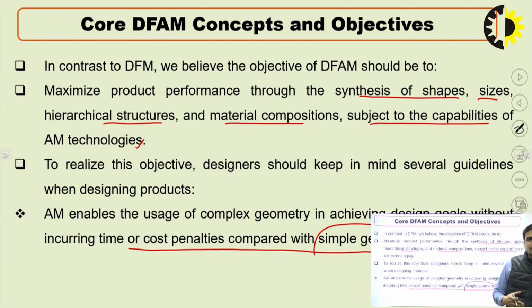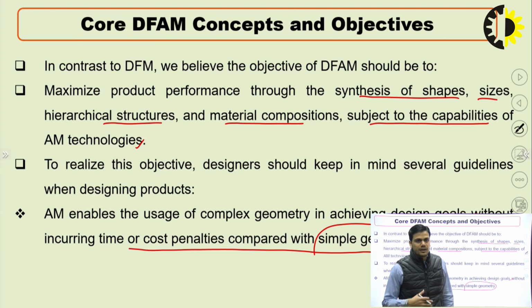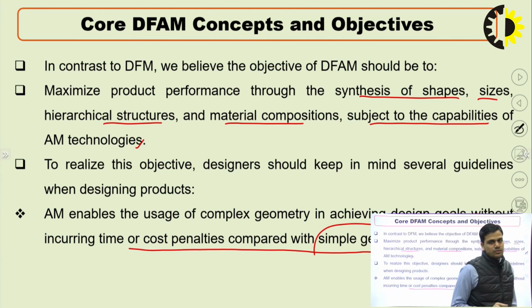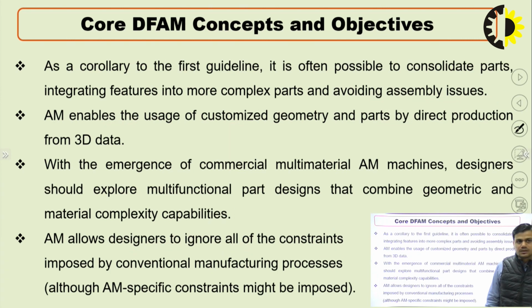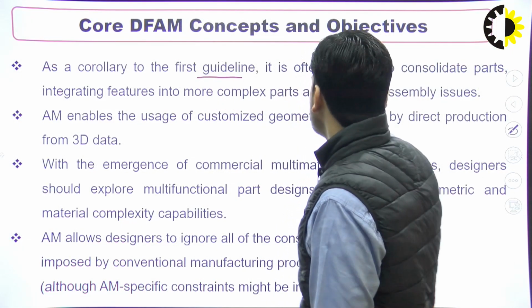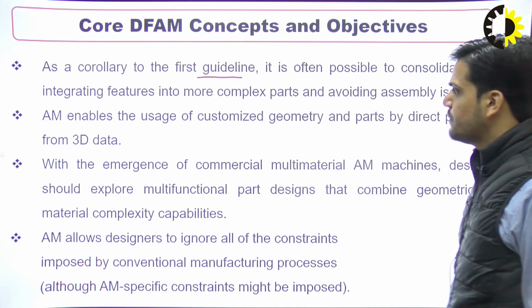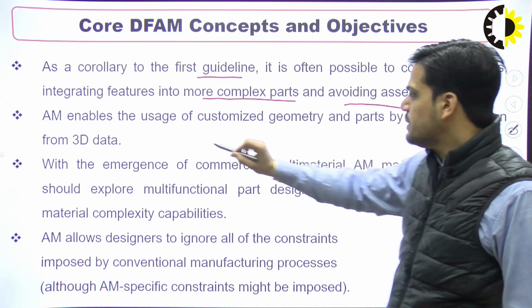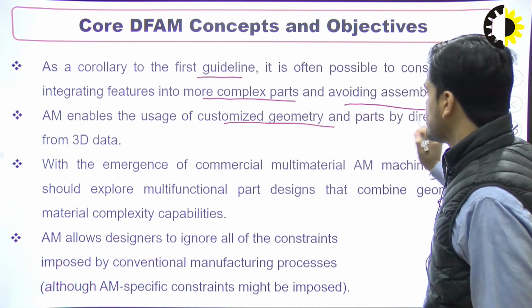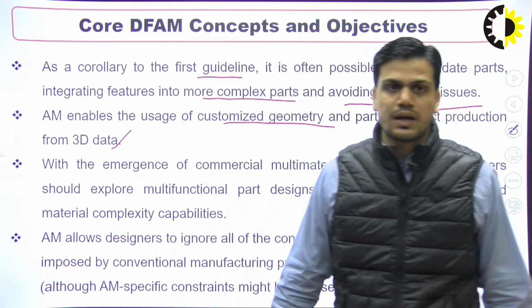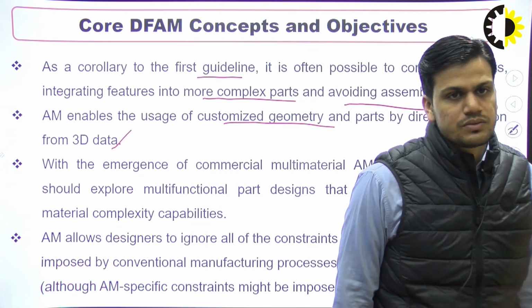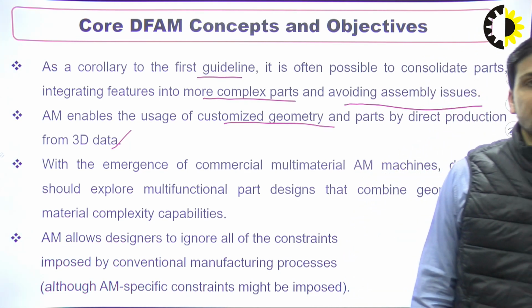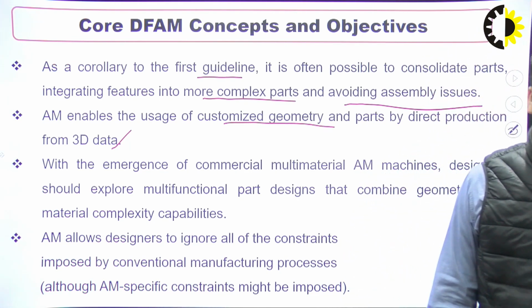Here you just have to create any CAD model, meaning any complex object or any customized product, and you can do that by using additive manufacturing. As a corollary to the first guideline, it is often possible to consolidate parts, integrating features into more complex parts and avoiding assembly issues. AM enables the usage of customized geometry in parts by direct production from the 3D data.